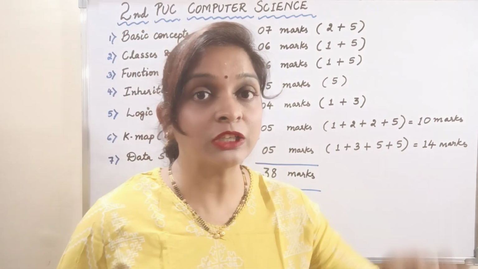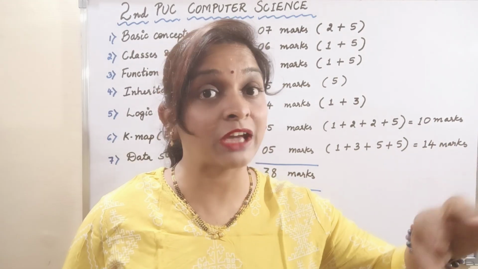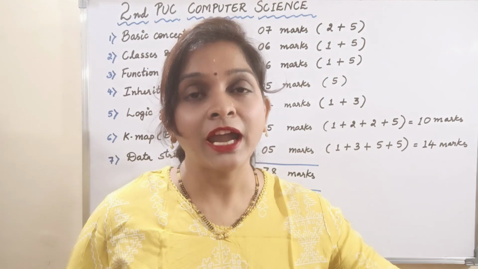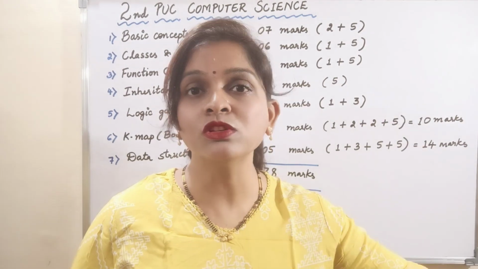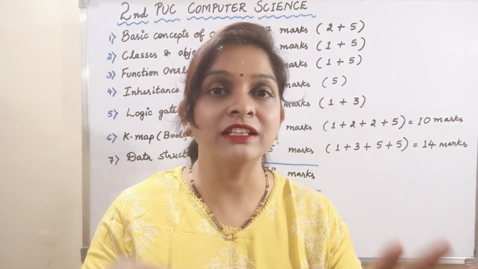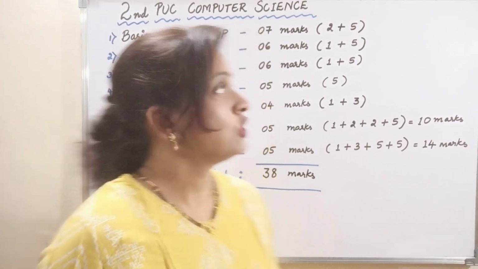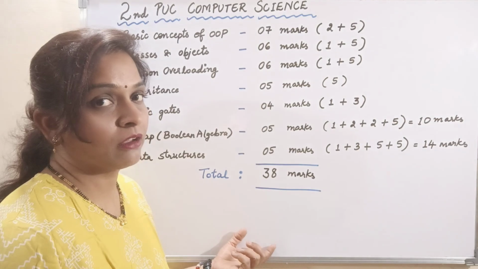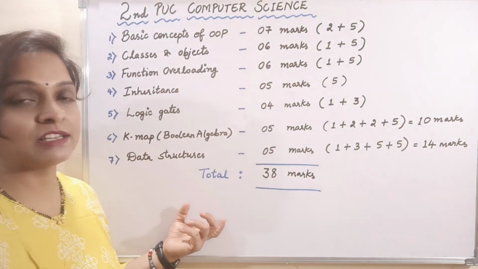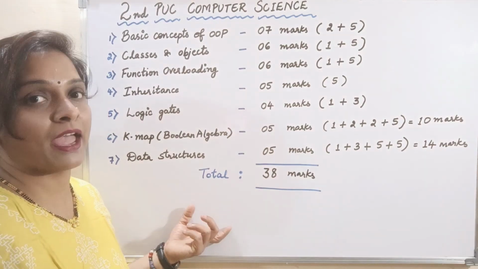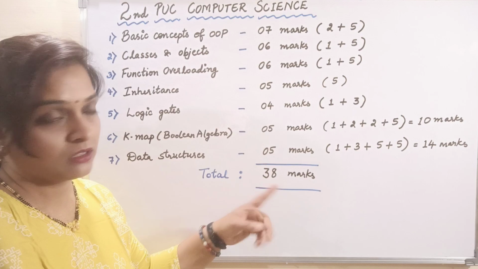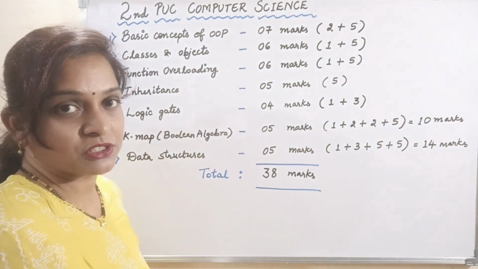So when you concentrate on important chapters rather than on important questions, it will be very useful to you and you can study only those chapters and be very confident that you can get through your exam. So for the computer science subject, second PU computer science, if you concentrate on these important chapters, you can get a maximum of 38 marks. So let me tell you about these chapters.